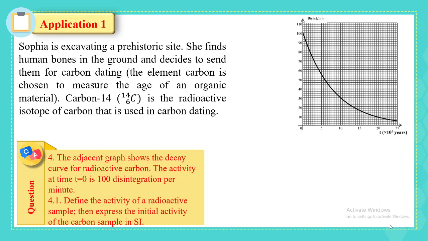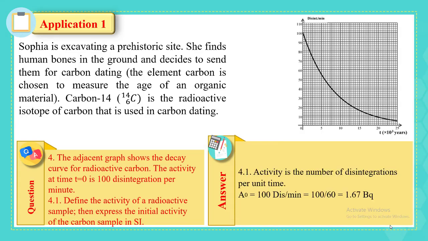The fourth question presents the decay curve of the carbon-14. As shown from the graph, the initial activity is 100 disintegrations per minute. In the first part of this question, we have to define the activity, then we have to express its initial activity in SI unit. The activity is the number of disintegrations per unit time. A0 is equal to 100 disintegrations per minute. I have to convert from minute to second. Then A0 will be equal to 100 divided by 60, which is equal to 1.67 Becquerel.